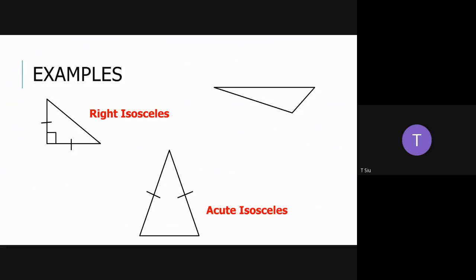In the top right, I have a triangle that appears to have an obtuse angle and 2 acute angles. I would call this an obtuse scalene triangle. I'm calling this scalene because none of these sides are congruent to each other.